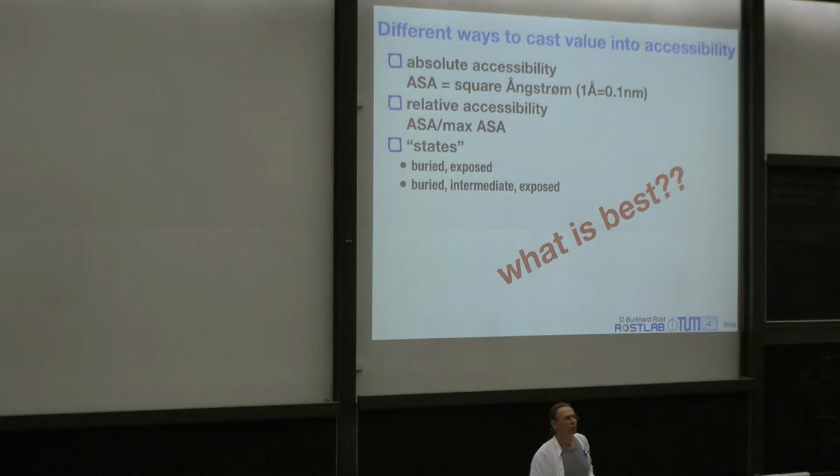Another way you could do that is to look at what is more conserved in evolution. Because you assume that what's more conserved in evolution is more relevant for the details about protein structure and function that you try to capture, but you're not capturing directly.